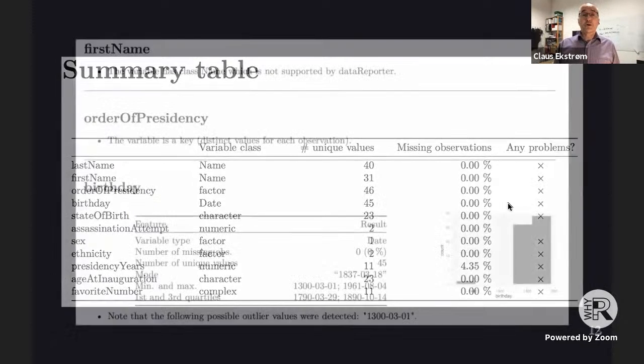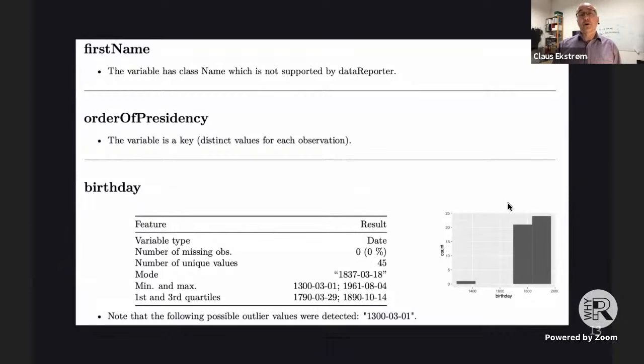And then after those first couple of pages, each of the variables is taken one by one and presented and checked depending on the type of variable. So for example, the first name variable in the data frame had a class of name, and that is not a standard class in R, so it doesn't know how to handle that, and you would need to specify a custom function for that. We can also see that the order of presidency, the first president, the second president, and so forth, is a key in this case. So there's a distinct value for each of the observations, and it's a character or factor variable.